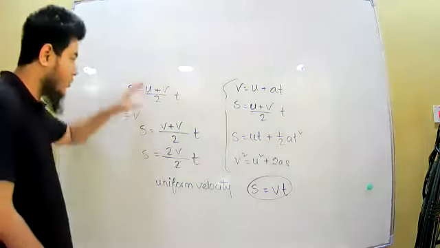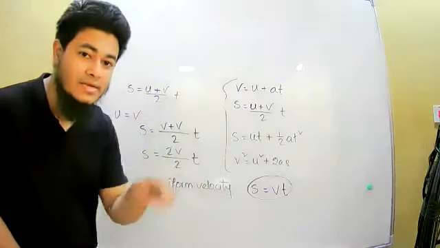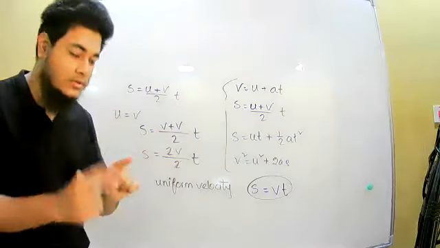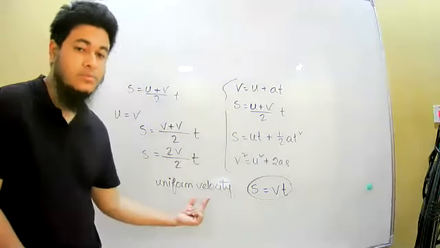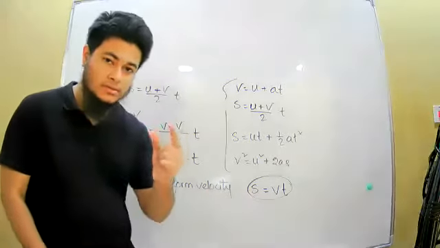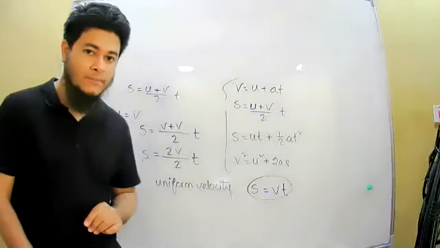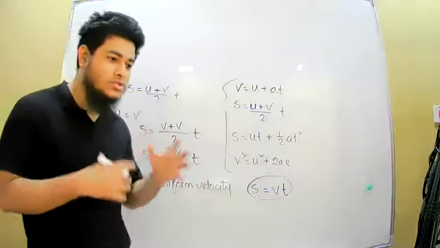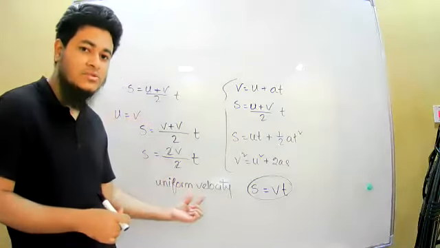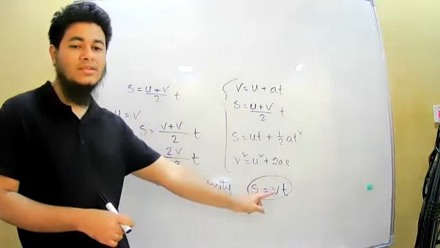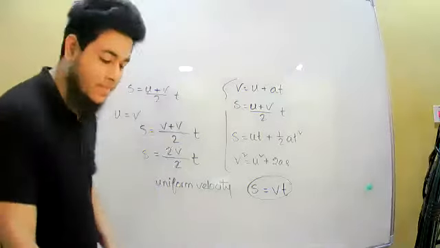Remember, we cannot use the formula s equal to vt when the car is accelerating or decelerating. Only when the car is experiencing uniform velocity can we use this formula. This will help you a great deal in solving numerical problems. Many times you won't know which equation to use, but if that portion says uniform velocity, then without thinking twice, we apply this formula and the problem will be solved. We will see that.